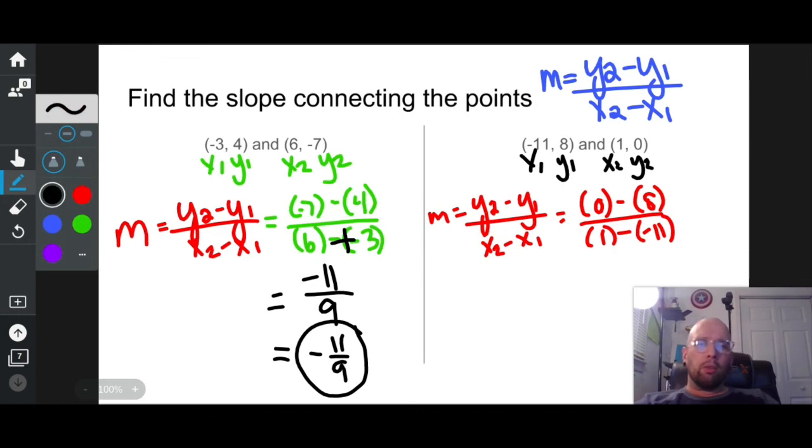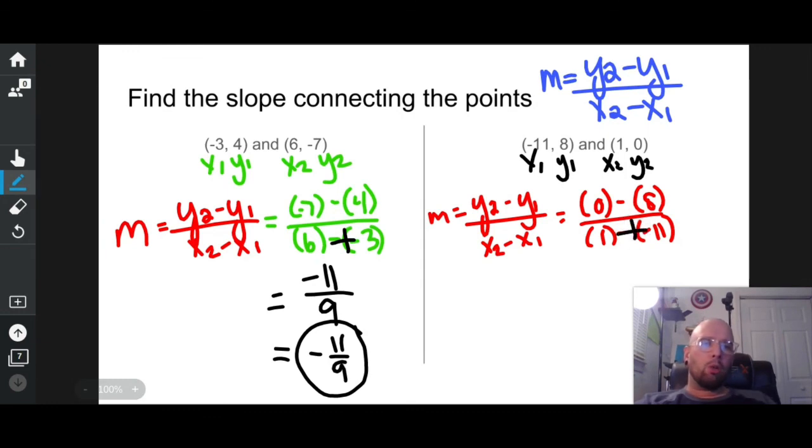Look, a double negative. So on the top, I have 0 minus 8, which is negative 8. And on the bottom, I have 1 plus 11, which is 12. That simplifies. You can divide the numerator and the denominator by 4. And when I do that, I have negative 2 over 3, which I should just write out as negative 2 over 3.